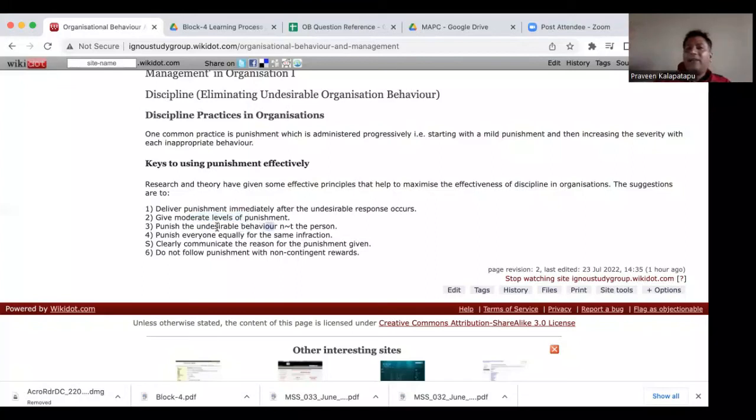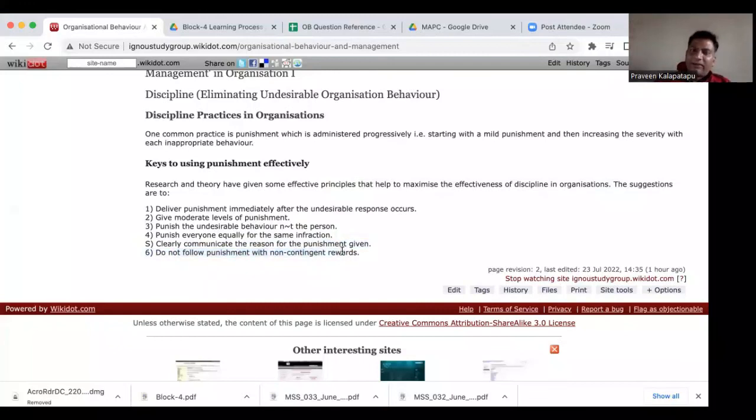Punish the undesirable behavior, not the person. Here the target is that behavior. You don't have to create enmity toward that person, or hate that particular person. So you should target the behavior, not the person. Punish everyone equally. You need to have that. Treat everybody equally. The same offense needs to be treated in the same way. Clearly communicate the reason for the punishment. You need to be very clear why you are punishing. People need to understand. Do not follow punishment with non-contingent rewards.